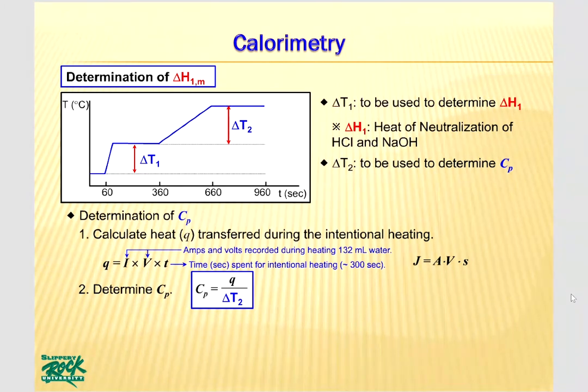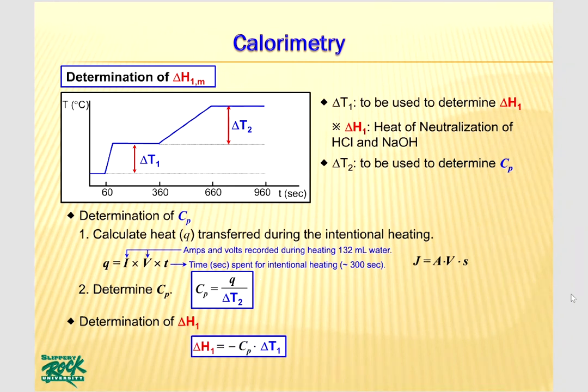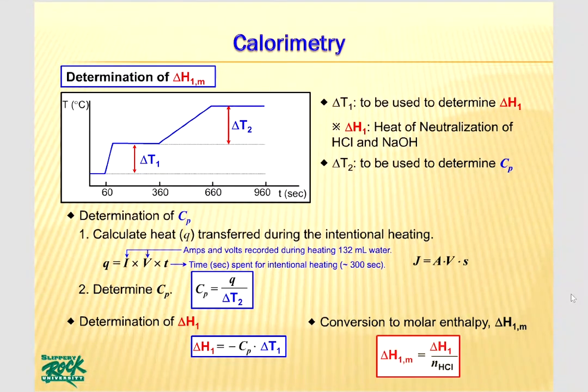Now, you're ready to determine delta H1. Delta H1 equals negative Cp times delta T1. Please don't forget the negative sign because the neutralization reaction is exothermic. Since delta H's in the literature are reported in joules per mole or kilojoules per mole, you may want to convert delta H1 to molar delta H1 by dividing delta H1 by the number of moles of HCl. The HCl is the limiting reactant in this reaction.